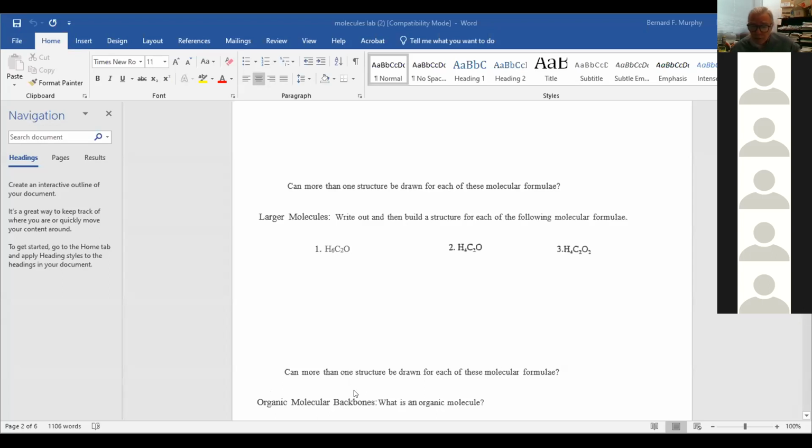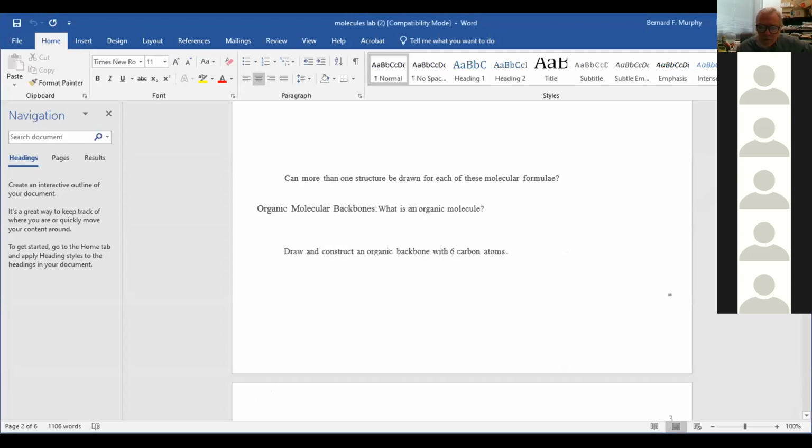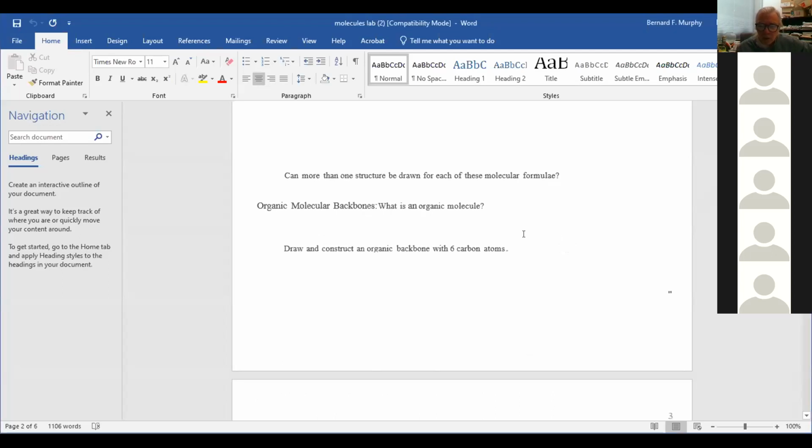So then it's an easy answer to the question down here. Can more than one structure be drawn for each of these molecular formulas? Well, yeah, you can make isomers. And the more complicated the molecular formula, the more isomers you can make from it. Okay, so then we move down and we start talking about organic molecules and an organic backbone.